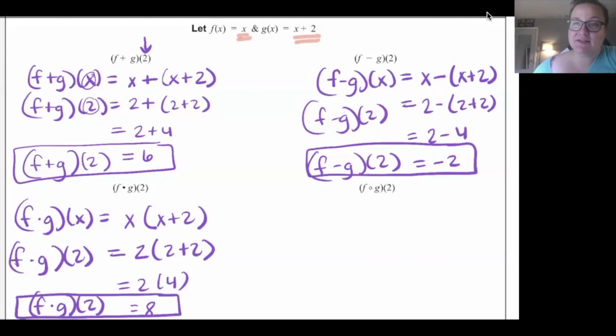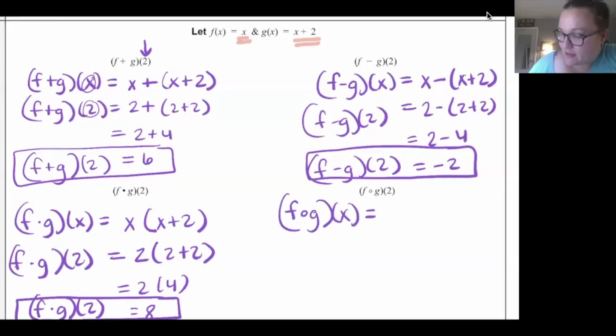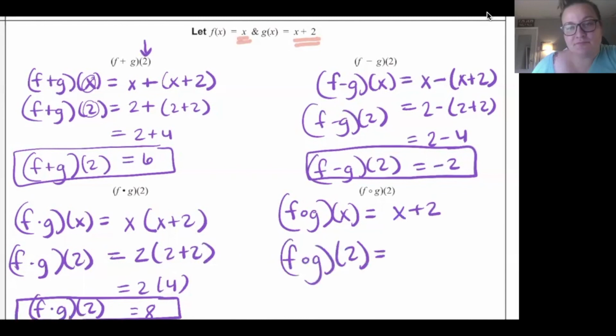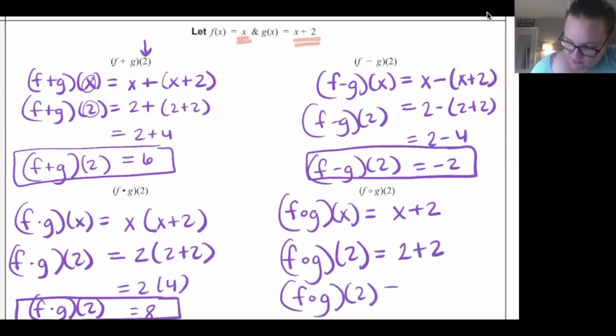And last but not least, f of g of 2. So as a reminder, f of g of x would look like, well, f of x is simply x. We're replacing x with g of x. And g of x is x plus 2. So what's f of g of 2? Simply 2 plus 2, which is 4. So f of g of 2 is equal to 4.